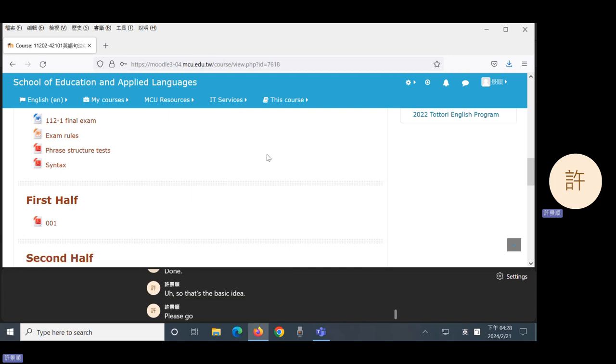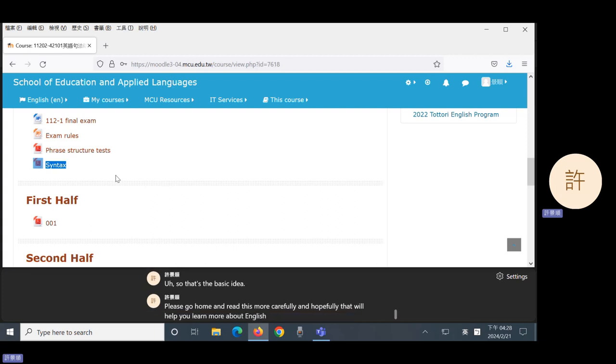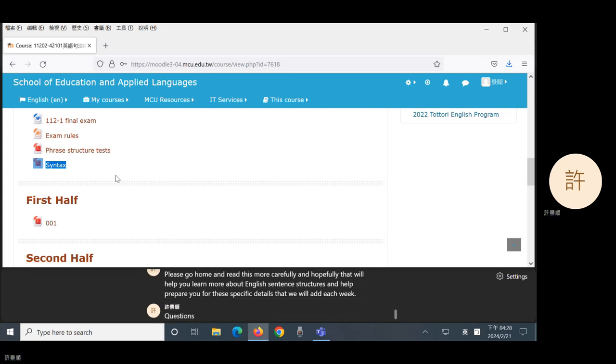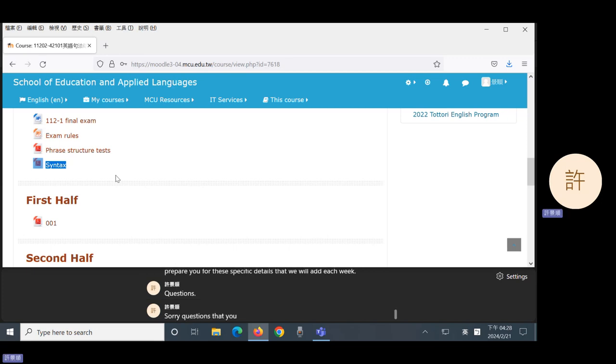Please go home and read this more carefully. And hopefully that will help you learn more about English sentence structures and help prepare you for the specific details that we will add each week. Questions? Sorry, questions that you know how to ask?